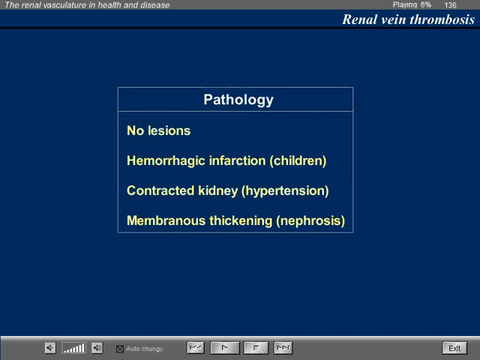Pathologically, there may be no lesions of the kidney, and this occurs when there is a gradual occlusion and there is a collateral venous circulation. There may be hemorrhagic infarction, and this is seen particularly in children. A small contracted kidney is often associated with hypertension, and we may also see membranous thickening, that is glomerulonephritis, causing the syndrome of nephrosis, or the so-called nephrotic syndrome. Sometimes it is the membranous glomerulonephritis that precedes and not follows the renal vein thrombotic episode.